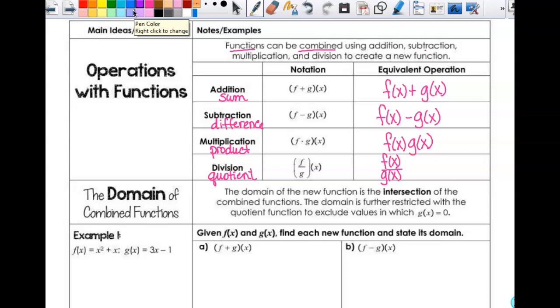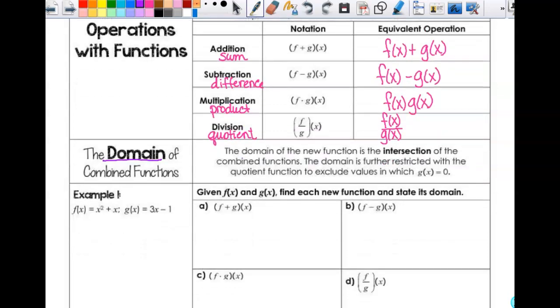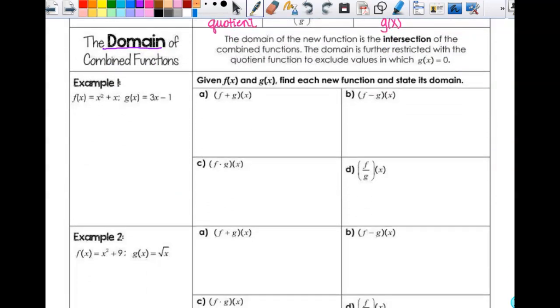One thing that maybe you talked about but definitely wasn't focused on is the domain. So that's what makes this the pre-cal version of that. You can't just say, oh, I know how to do this. Well, do you really know how to find the domain of the combined functions? It says the domain of the new function is the intersection. The intersection of two things is what they have in common, what they share. It has nothing to do with passing through. So the domain of the new function is the intersection of the domains of the combined functions.